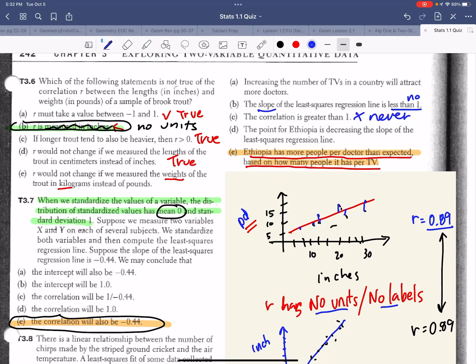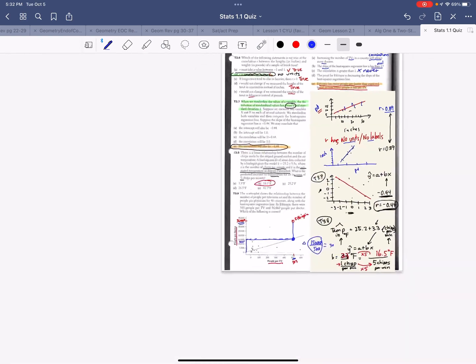So it's less than 1? No. The slope. Increasing the number of TVs will attract more doctors. This sounds like causation, and we want to say causation never. The point for Ethiopia is decreasing the slope.